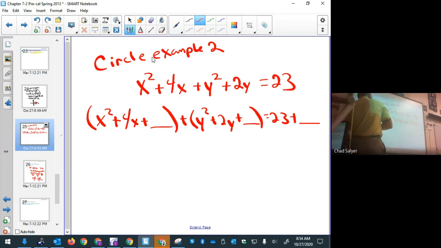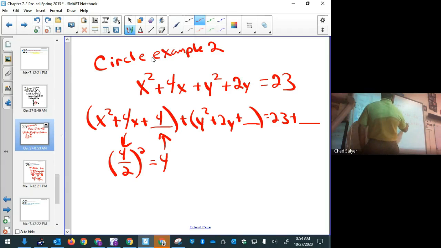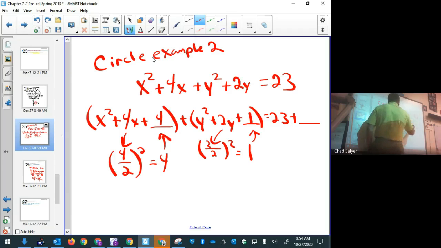So, 4x has a coefficient of 4. If I divide that by 2, that's 2. And if I square it, coincidentally, I wind right back up at 4. And then 1/2 of 2 is 1. Squared is 1. So 1 completes my square here. So if I add 5 to the left, got to add 5 to the right.